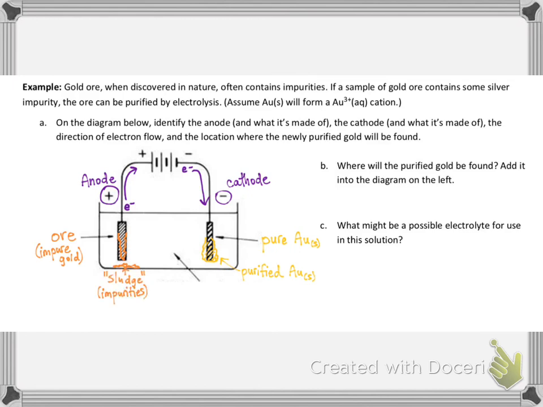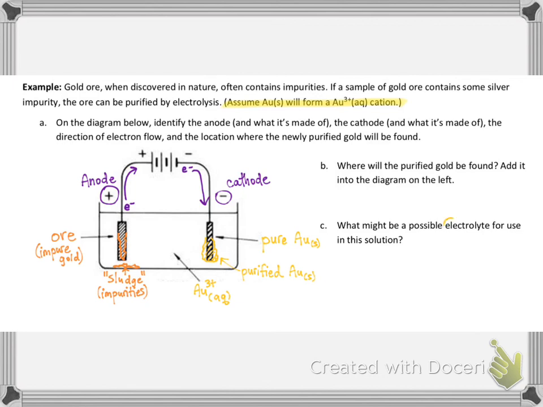Okay, I think that takes care of all the things from part A and the things from part B. I guess part B and part A are redundant, whoops. But we still have part C, a possible electrolyte for use in the solution. Well, first remember, we want the cation of the pure metal. So notice up here, this is where reading the beginning is always helpful. It told you that assume gold, in this case, is going to form a gold 3 plus cation. So we must need some gold 3 plus cations floating around in solution.